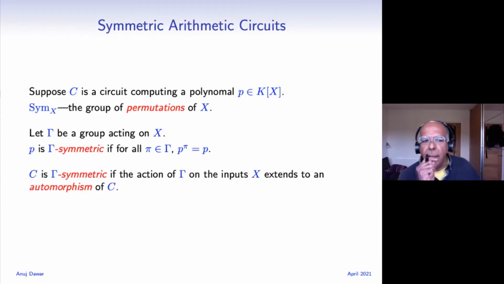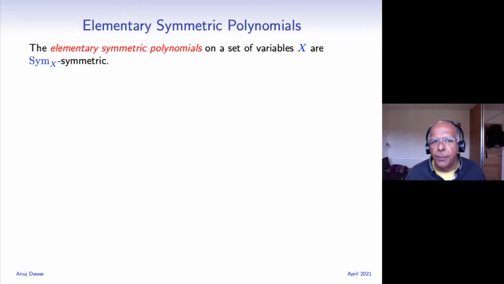We say a circuit is gamma symmetric if you apply a permutation from gamma to the inputs of x, you can extend the permutation to all the gates of the circuit to get back the same circuit. So in other words, you can extend the permutation and you get an automorphism of the circuit. That's what we call a gamma symmetric circuit. So let's look at some examples.